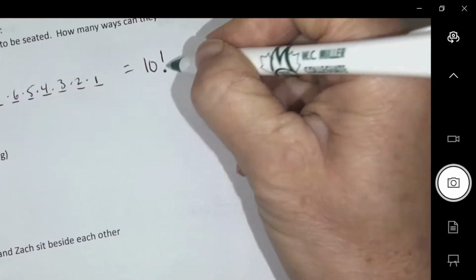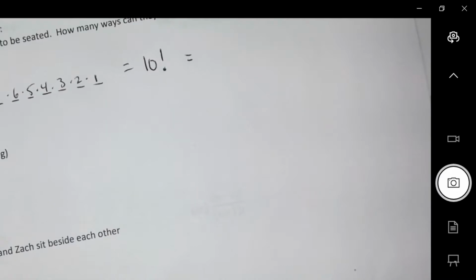10 factorial. Okay, and then do we even remember where our buttons are? See if you can find that button on your calculator.